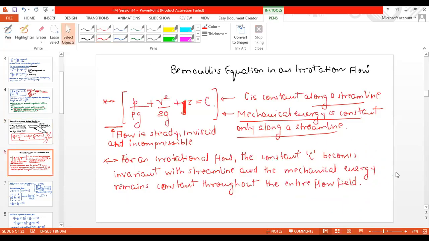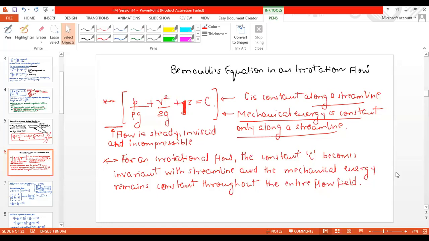Now coming to this. There is a special situation where you will find that this mechanical energy, or you can say the mechanical head, is going to remain constant everywhere in the flow field. Even if you switch from one streamline to another streamline, or if you take any point in the flow field, represented by a Eulerian coordinate system, you will find that this mechanical energy is always constant everywhere.